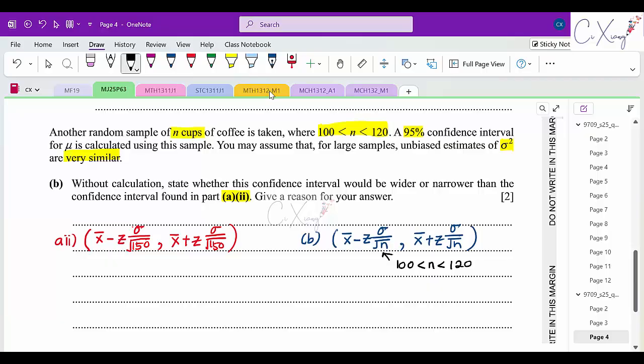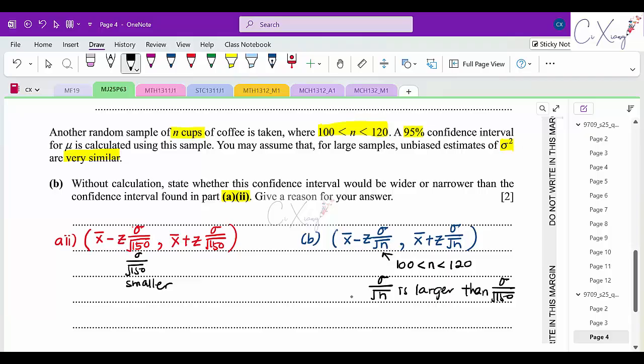Okay, we just need to do a little bit of analysis by using some common sense in maths. When I'm having sigma divided by a larger value, so sigma over square root 150 is smaller, right? If you compare it with sigma divided by square root n, where the n can be 100 and 120, 100 to 120 is smaller than 150. When we take sigma divided by a smaller value, this one is larger than the value of sigma over square root 150, right?